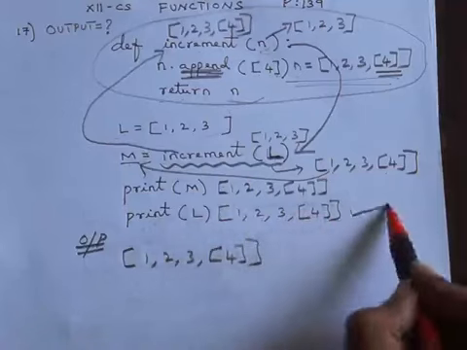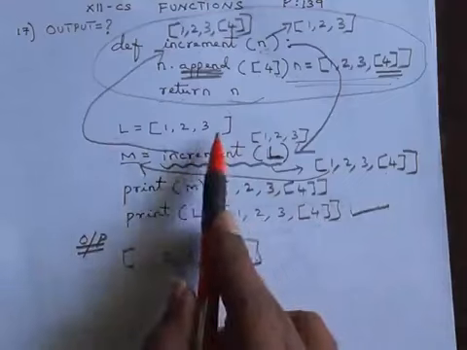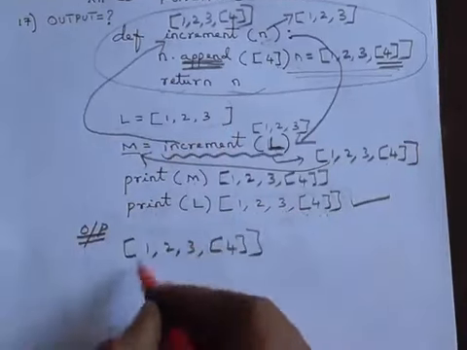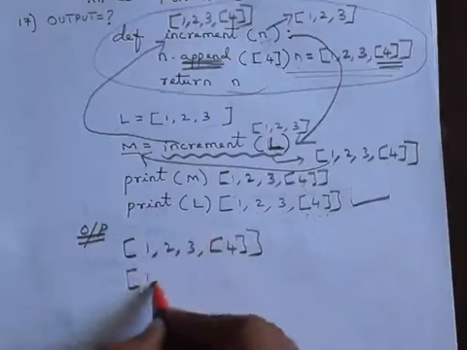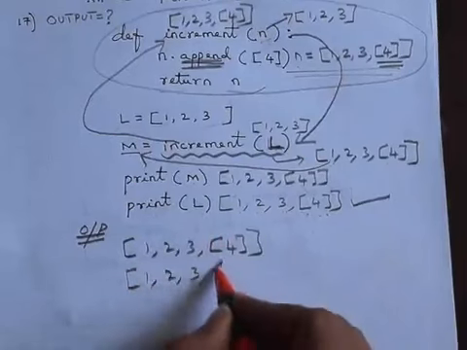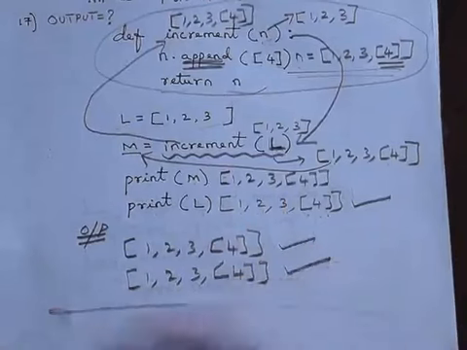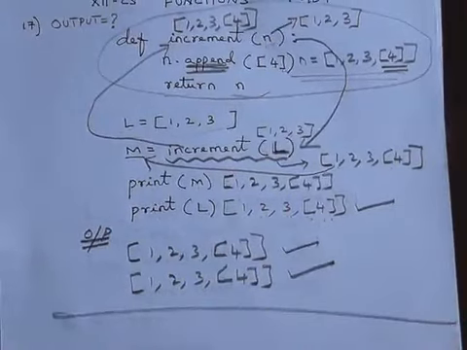So this is the right answer. If you write 1, 2, 3, it's a wrong answer. If you write 1, 2, 3, list 4, it is the right answer. So what will be the output for L? 1, 2, 3, list 4, and this is the right answer. Okay, so hope you understand. Thank you very much.